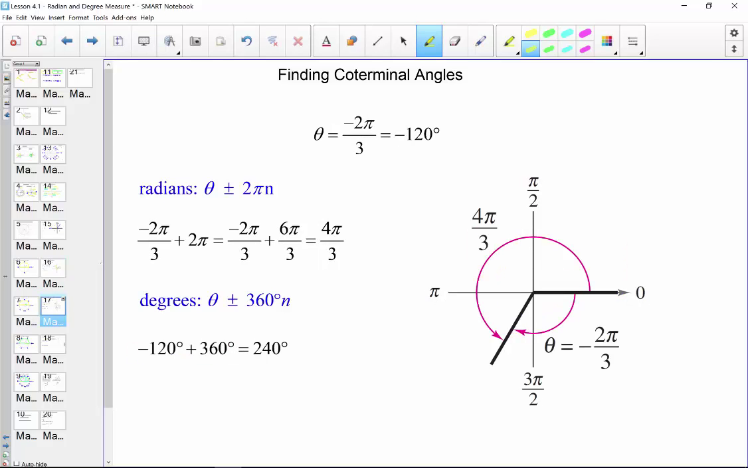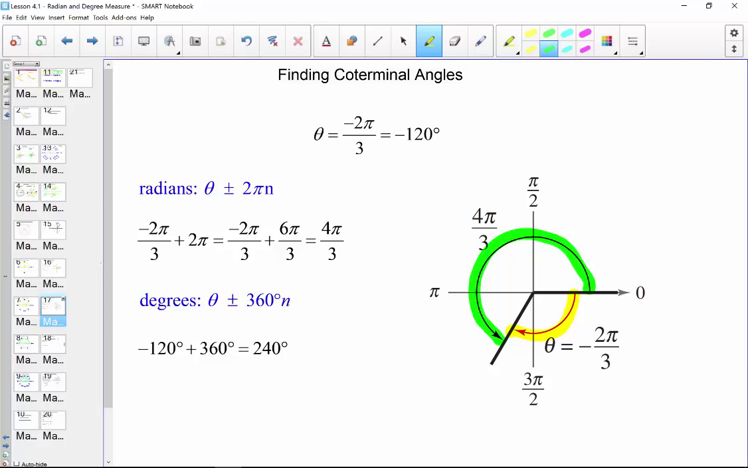Let's look at another problem. This time we have an angle theta that equals negative 2 pi over 3. So we're going to go clockwise, negative 2 pi over 3 units, or radians in this case. So negative 2 pi over 3 ends in quadrant 3, or equivalently, we can see from the diagram, we could go counterclockwise a positive 4 pi over 3 units, and end up at the same terminal side.